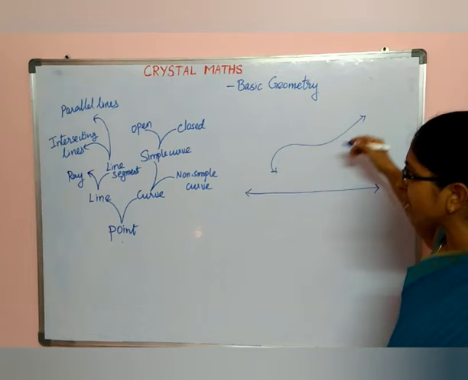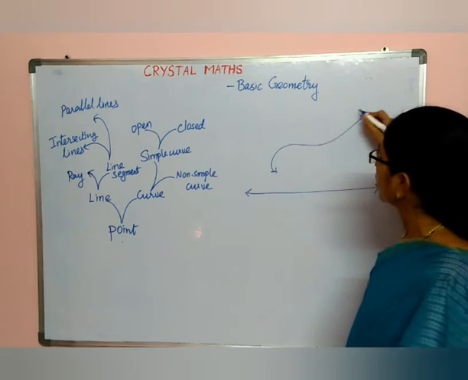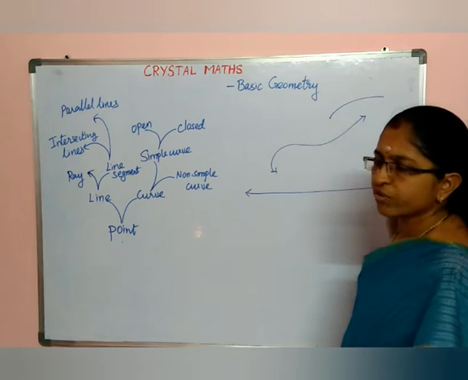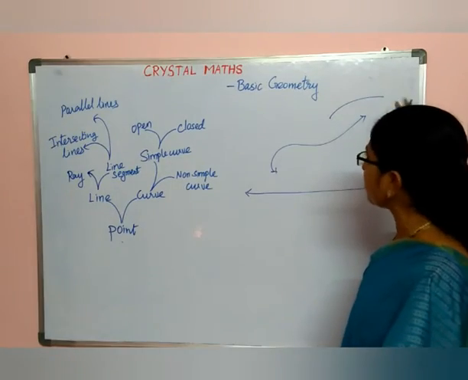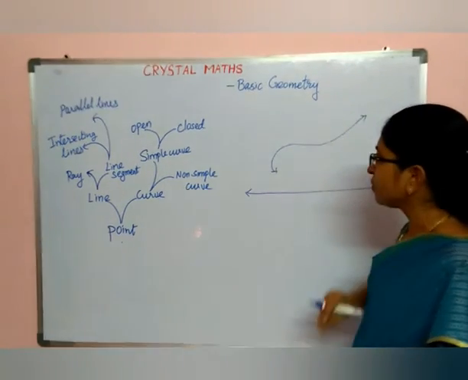That curve can be in a small way as you draw with a compass, like this also we can draw, and in this way also it's fine. It's a curve over here. Fine.